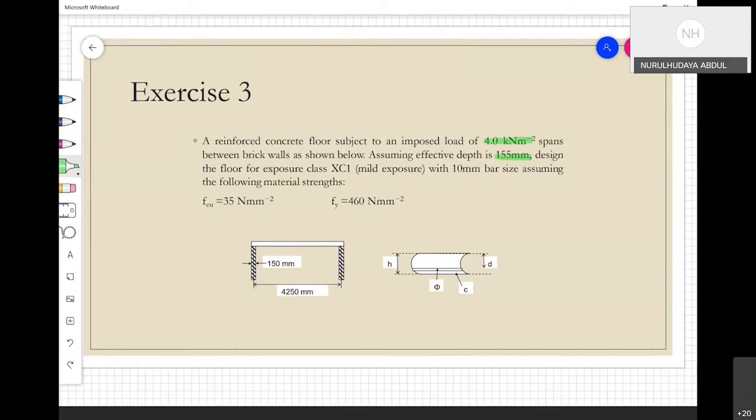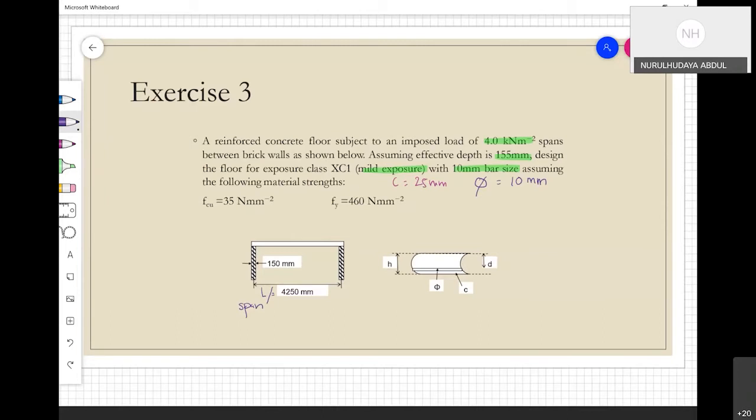And then given mild exposure, which means that C is 25 mm. And then also dalam soalan minta 10 mm bar size. Jadi apa-apa kita buat, must make sure that the bar size is 10 mm. Maksud bar size ni is primary bar lah ataupun main bar, bukannya secondary bar. And then given also dia punya span ataupun length dia kat sini is 4,250 mm. Okay, jadi kita boleh mengira.